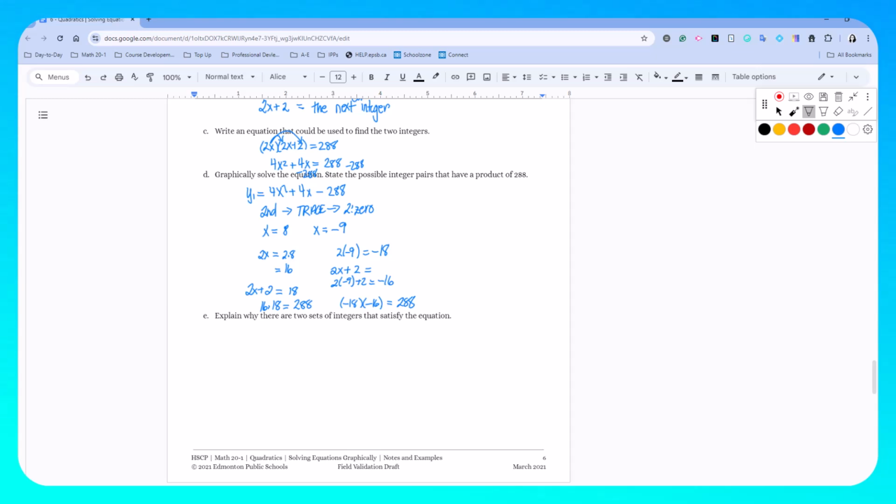So explain why there are two sets of integers. Well, there were two values of x. One solution gave the positive pair, and the other solution gave the negative pair.